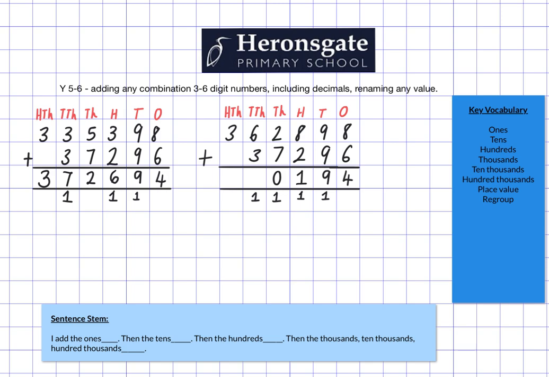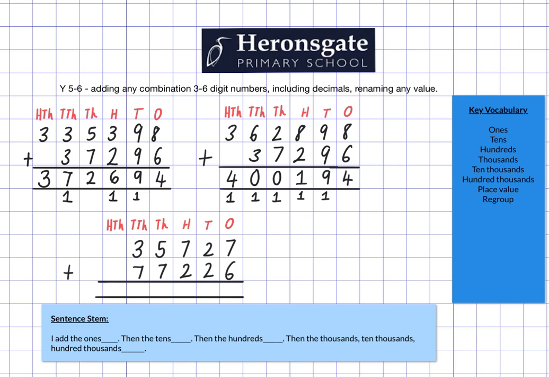So now we have 6 10,000s, add 3 10,000s, add 1 10,000, which makes 100,000. So we are putting the 100,000 in the correct column, and the 0 is the placeholder. So now looking at the hundred thousands column, we've got 300,000, add 100,000, which makes 400,000. So when we've added those two parts together, the answer we have got is 400,194.